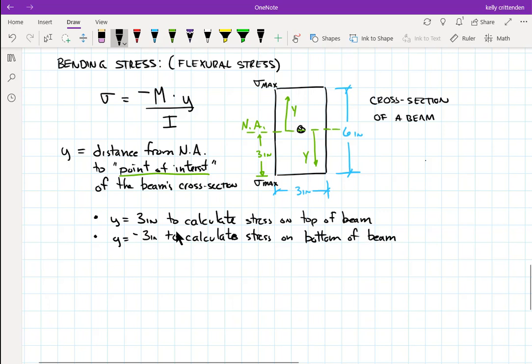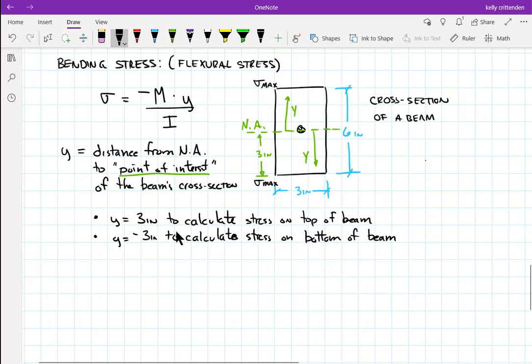All right. And you can make it any number in between. If I put y equals 0, that calculates the stress right on the neutral axis. If I put a y in the numerator of that equation, I get stress is 0, which is what it's supposed to be at the neutral axis. Flexural stress would be 0 at the neutral axis.